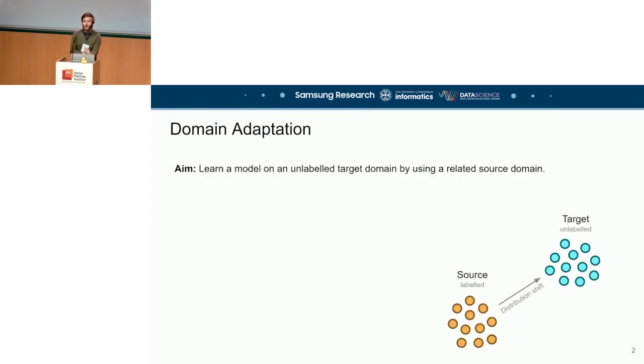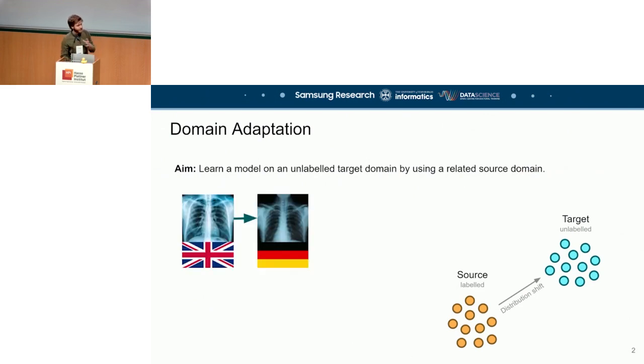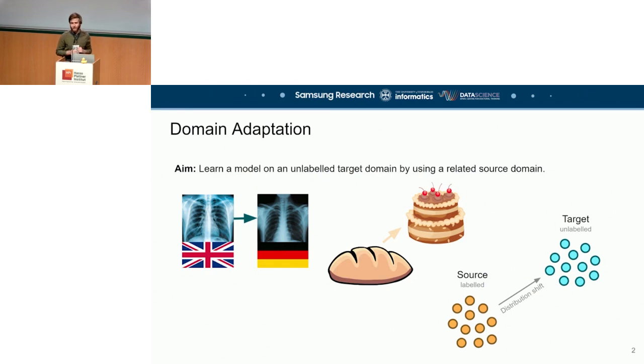The goal of a domain adaptation model is to learn from a labeled source domain to an unlabeled target domain across a distribution shift. The key point here is it's an unlabeled target domain. Some examples include X-ray images from hospitals in the UK, which are all labeled with diseases and so on, and we need to adapt that towards a distribution of images from a different country, like Germany. Or we have some NLP model which is really good at giving us bread recipes, but we want cake recipes. We don't know how to get labels for that.